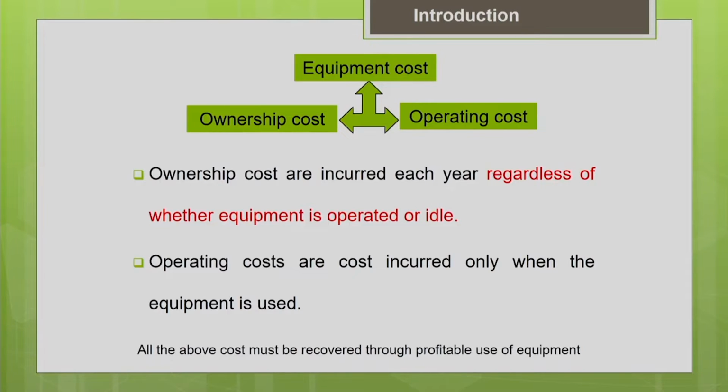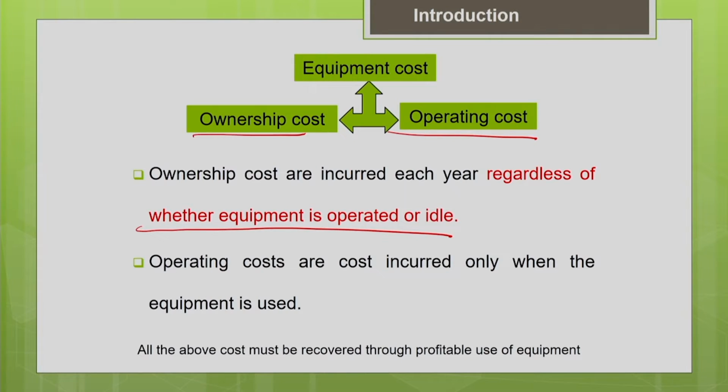Let us see what are the important components of the equipment cost. These are the two main components: one is your ownership cost, the other one is the operating cost. Ownership cost is the cost we incur every year regardless of whether your equipment is operated or idle. That means whether your equipment is employed productively at a project site or remains idle, in both cases we are going to incur some fixed ownership cost every year. These are relatively fixed costs which occur every year.